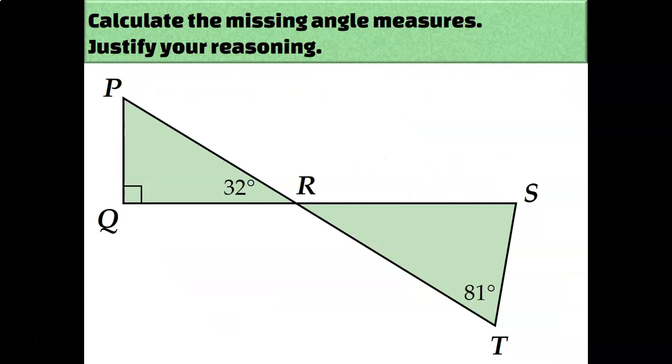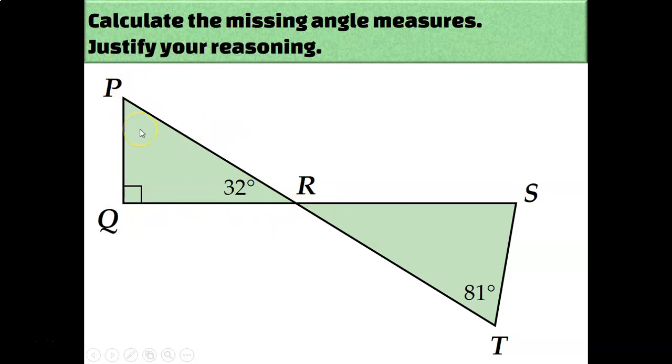So let's see if we can use the triangle sum theorem and its corollary, and maybe even some stuff that we learned earlier this year, to solve for each of these angle measures. For example, what's the measure of angle P? Well, I see that angle P is one of the angles in a right triangle. It's one of the acute angles.